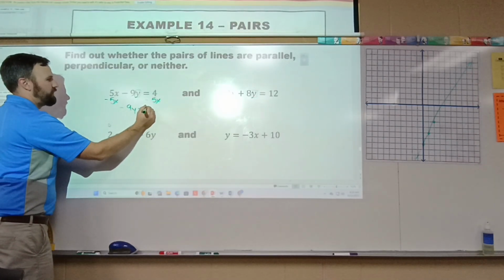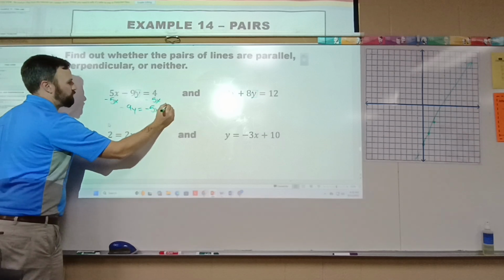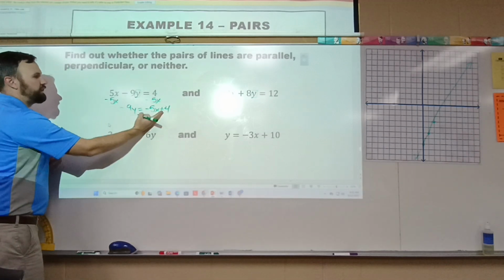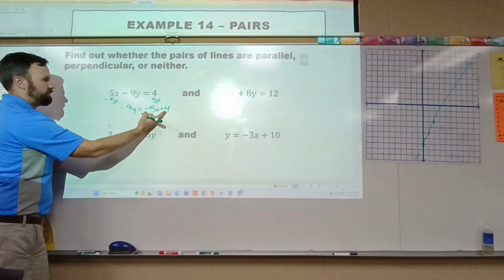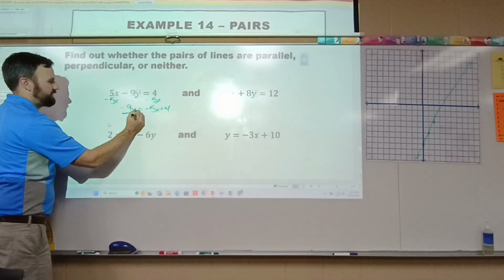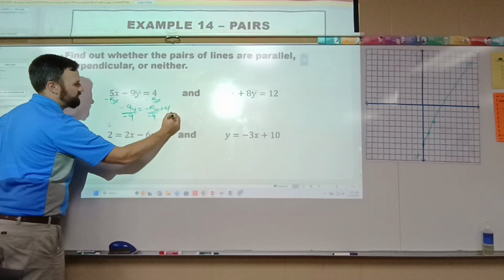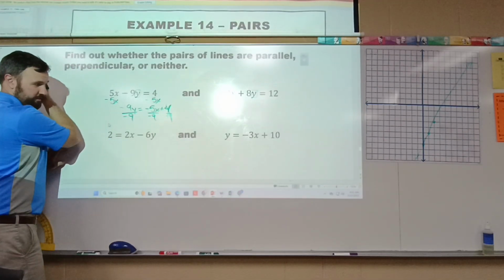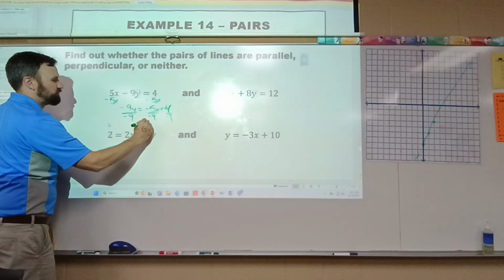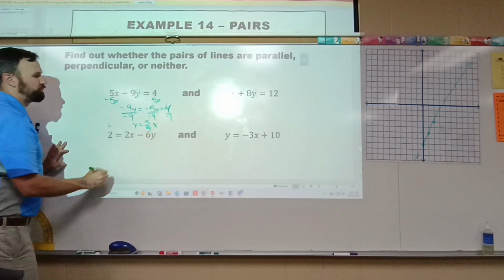So I get -9y equals -5x plus 4. Do I care about that 4? No. Divide by -9. Technically, I'm doing this too, but I don't care. Oh my gosh, I was right, guys. The slope of this one is 5/9.